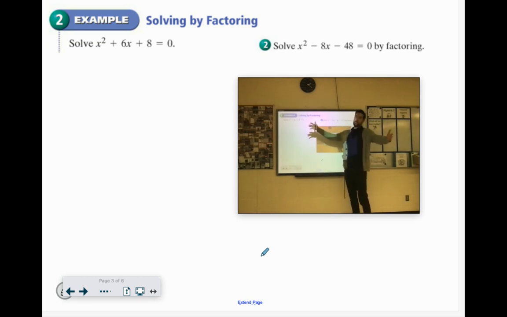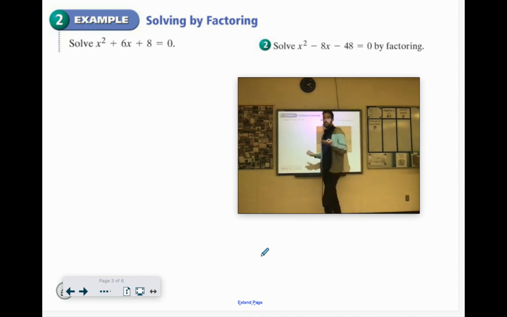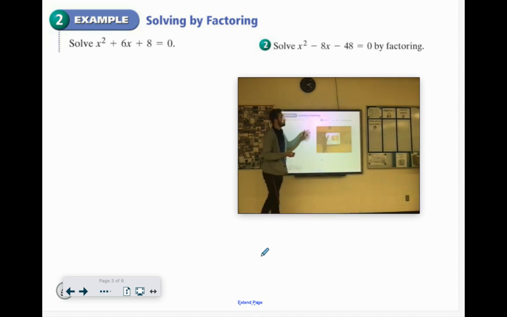Now this one looks a little different. We don't see any sets of parentheses, but we're going to factor. So important first step, always make sure it's equal to 0, which these both are. And then remember you look, now this, the a is 1, right? So we could just go ahead and look right at the last number, positive 8.